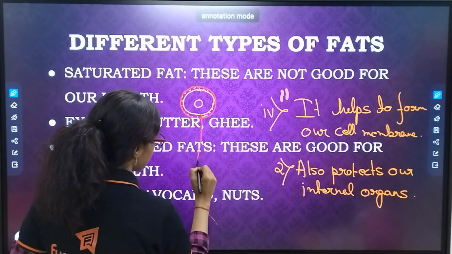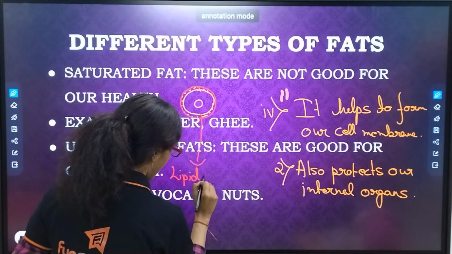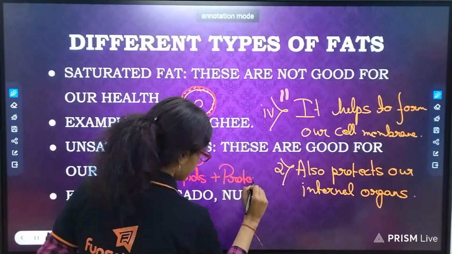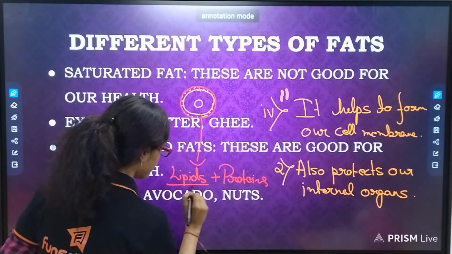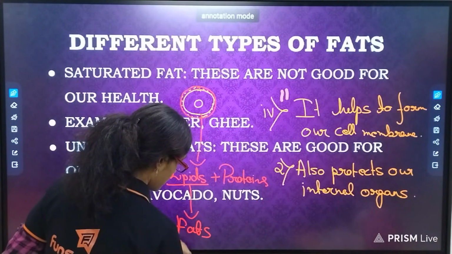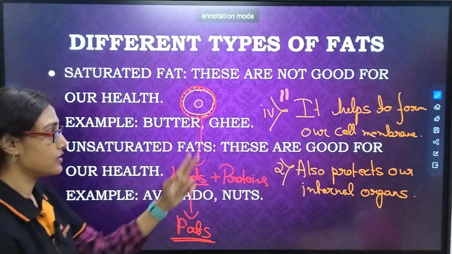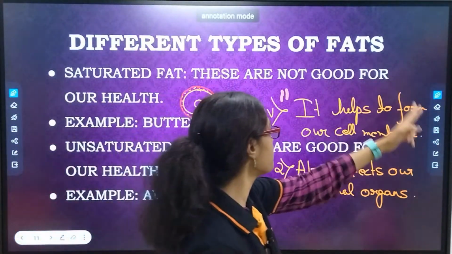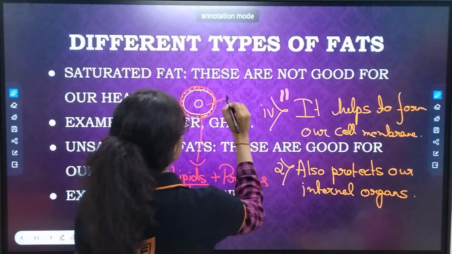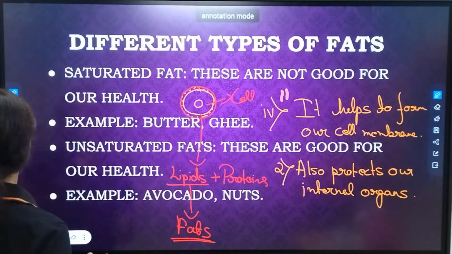Which is being made by lipids and proteins. Lipid means what? Lipids are nothing but fats. Okay? Lipids are nothing but fats. So what did I say? It helps to form our cell membrane. Cell membrane is found where? It is the outer covering of our cell. And what is cell?